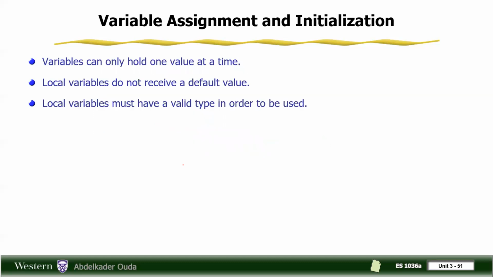A variable can only hold one value at a time. Local variables do not receive a default value. A local variable must have a valid value in order to be used. Questions? Any question?